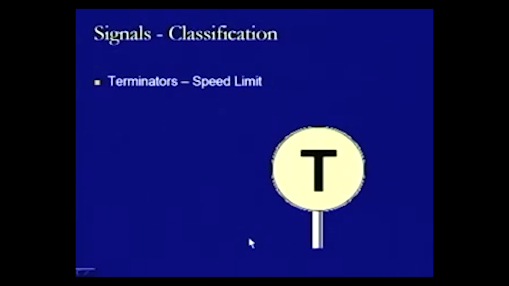Then we have another terminator which is a speed limit terminator, which is circular in section with T inscribed on that with a yellow background and black text. This is what is speed limit terminator. It indicates termination of the speed limit.